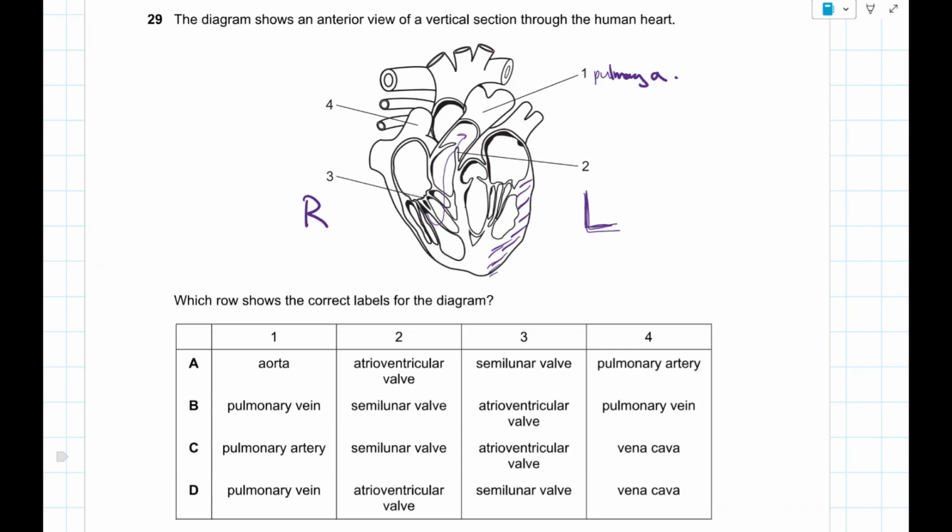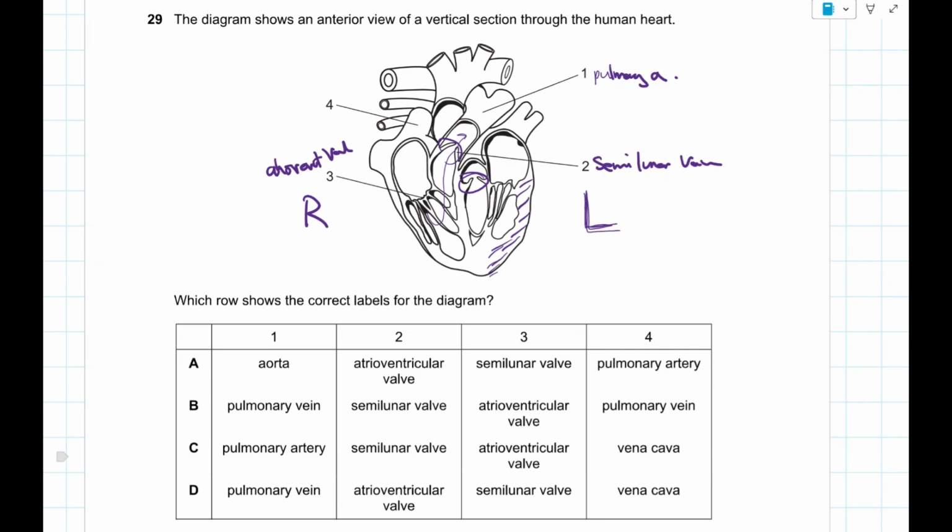And for 2, we know that all the valves, whether it's the aorta or the pulmonary artery, the valves leading from the ventricle outside is always going to be a semilunar valve. So these are semilunar valves. And now for 3, we know that the valves between the atrium and the ventricles are generally called atrioventricular valves. But for the right is tricuspid and for the left is bicuspid. So 3 is going to be atrioventricular valves.